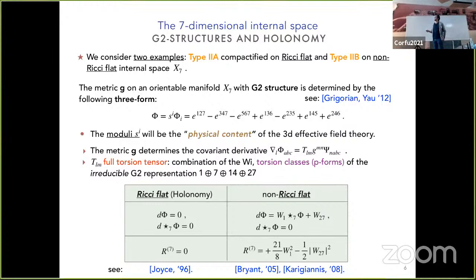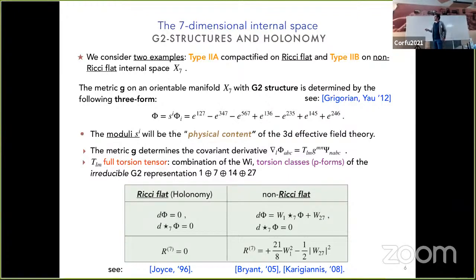form. And here, S_i are the 7 moduli of the internal space. So what we want to see is when the internal space is Ricci flat or not. And it can be seen, for example, from the covariance of the fundamental 3-form, which is 0 when this full torsion tensor is 0. And this full torsion tensor is a sum of p-forms, which we actually call torsion classes, and correspond to the irreducible representation of G2.